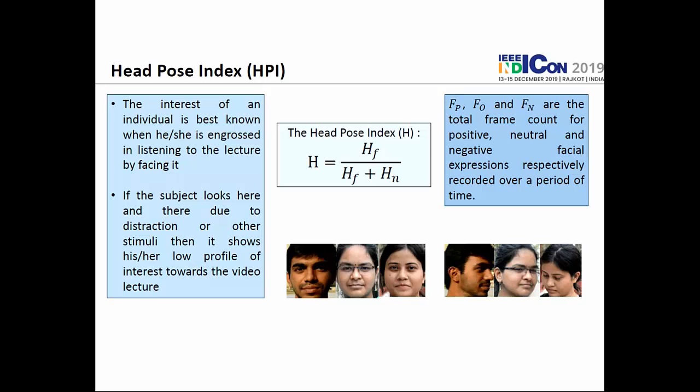And the third one is the head pose index. The interest of an individual is best known if she is engrossed in listening to the lecture. So we have the head pose index for the same, which is given by HF upon HF plus HN. HF is for frontal, where the subject is looking directly into the camera, and HN is non-frontal, where the subject is not interested and is looking somewhere else.